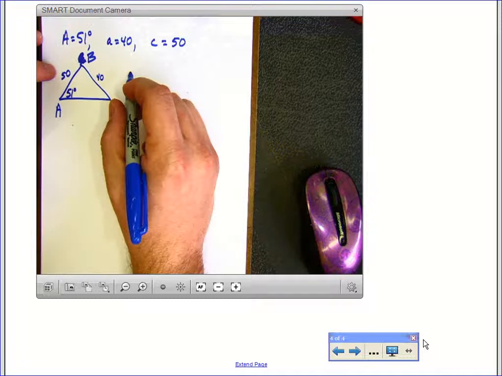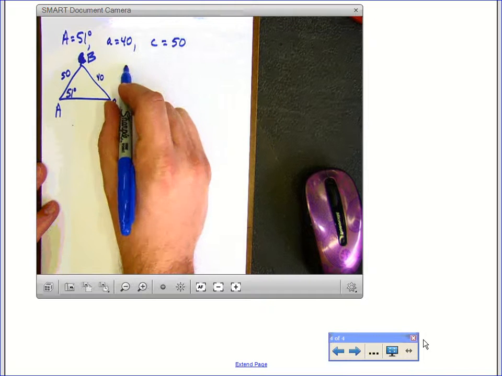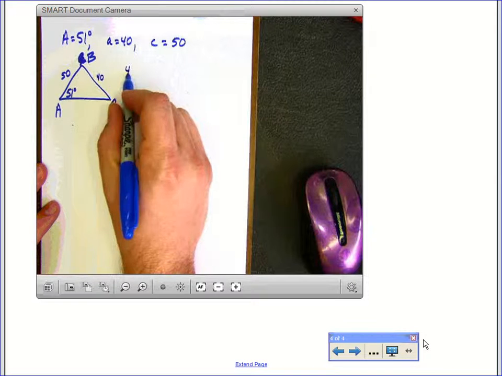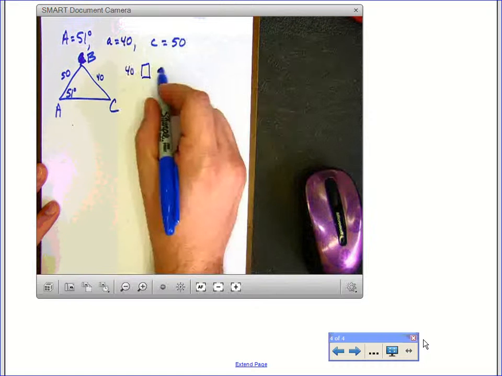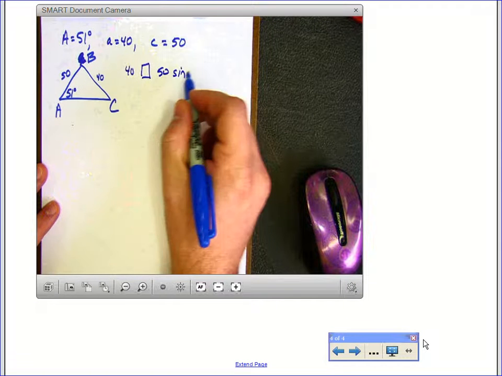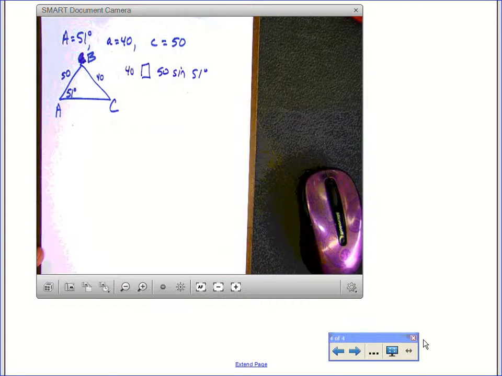All right, let's see. So compare what though? All right, 40 compared to times sine of 51. Okay, now y'all calculate that. All right, thank you.